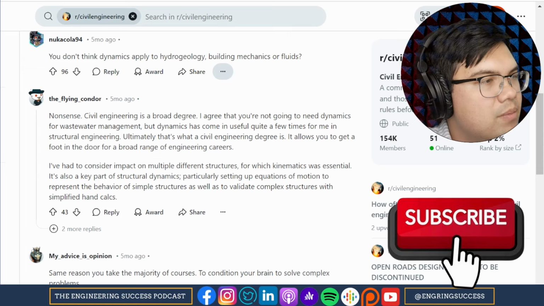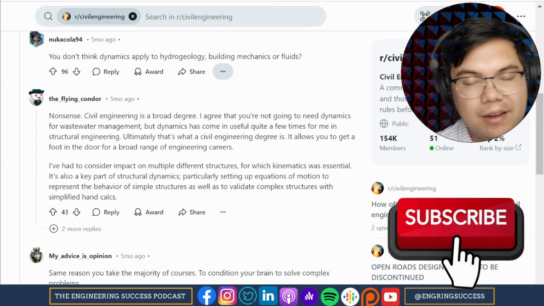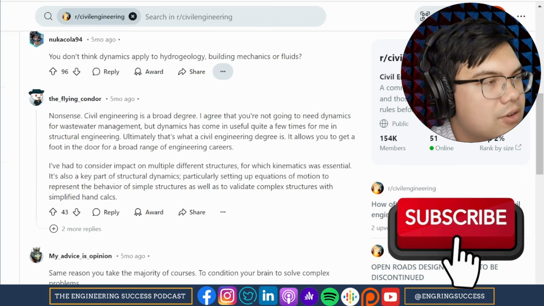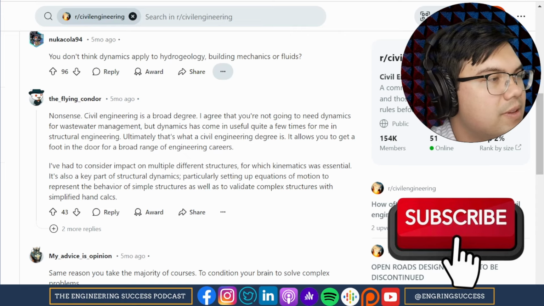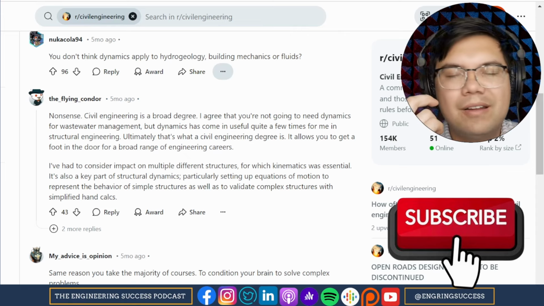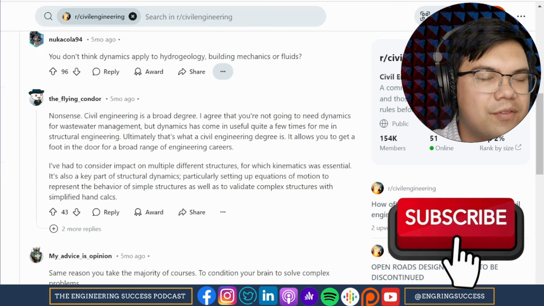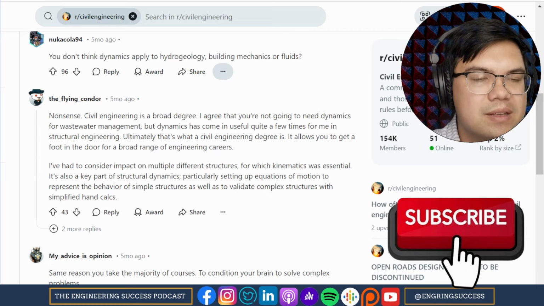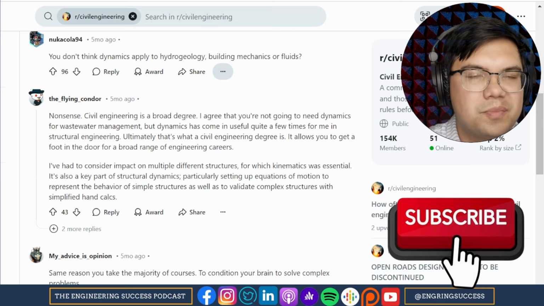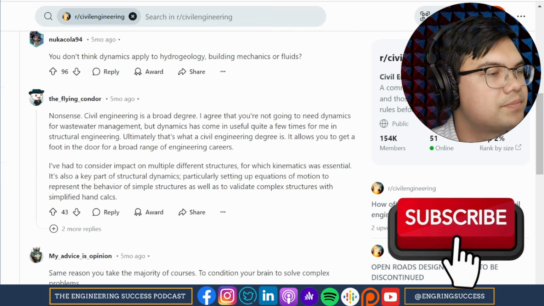I've had to consider impact on multiple different structures for which the kinematics that you learn in dynamics was essential. It's also a key part of structural dynamics, particularly setting up equations of motion to represent the behavior of simple structures, as well as to validate complex structures within simplified models. Yeah, I don't even know why my head didn't go to this at first. I took dynamics, I took structural dynamics after that. Knowing those moments and that kind of stuff is relevant to civil engineers, especially structural engineers.